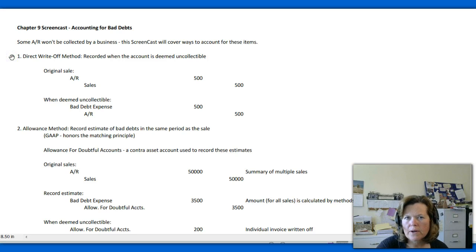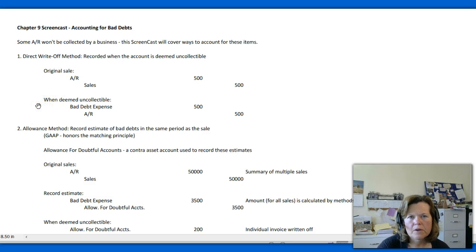The first is the direct write-off method, and that's recorded when the account is deemed uncollectible. So we would record the original sale, debit AR, credit sales. I'm going to disregard the inventory related entries for this exercise. So that's the original sale.